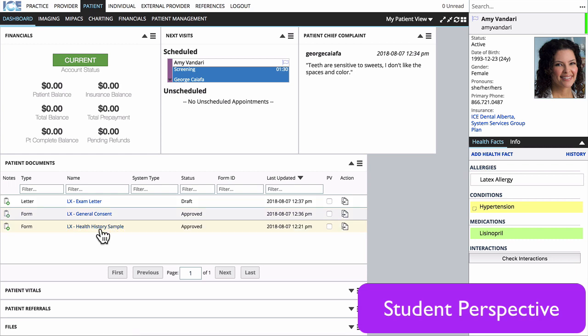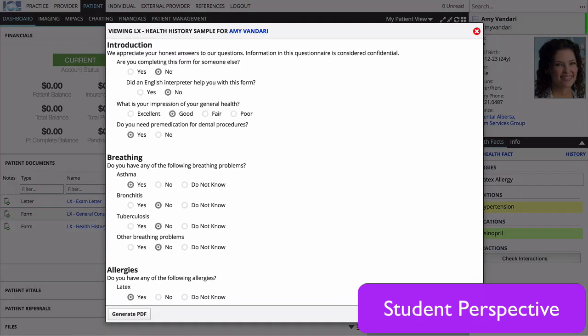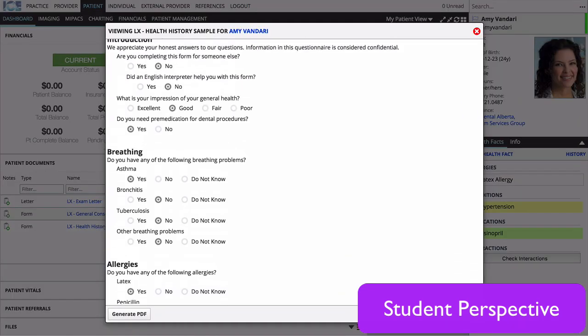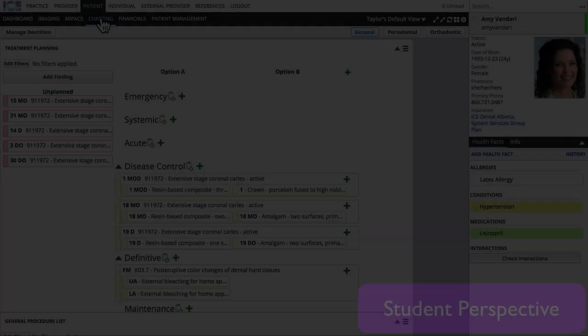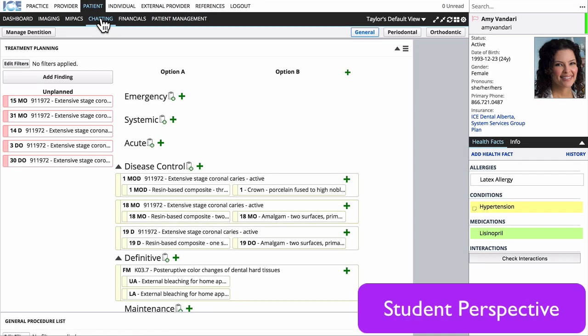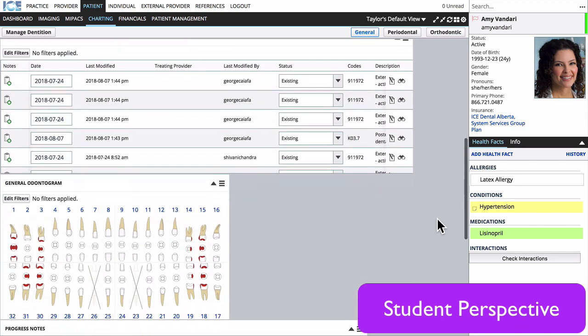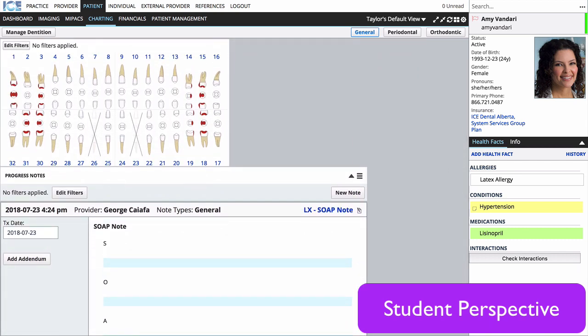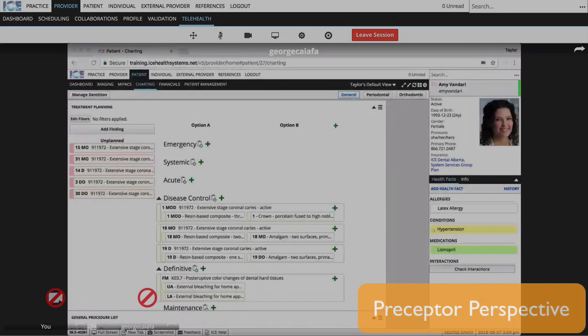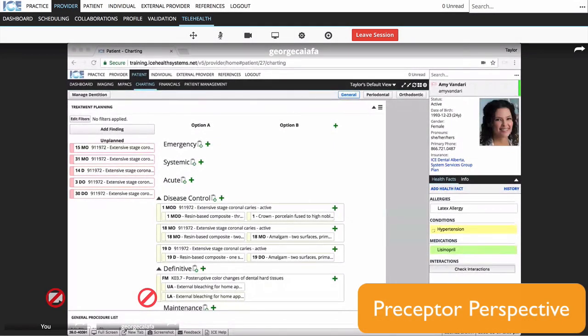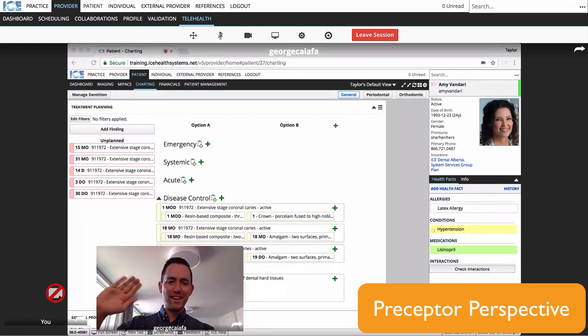Back to the student perspective, we can review the patient record by browsing any exam or health history forms, reviewing the treatment plan so far, including the procedure list, odontogram, and any progress notes. You can see here, from the preceptor's perspective, we can also use video to continue the conversation.